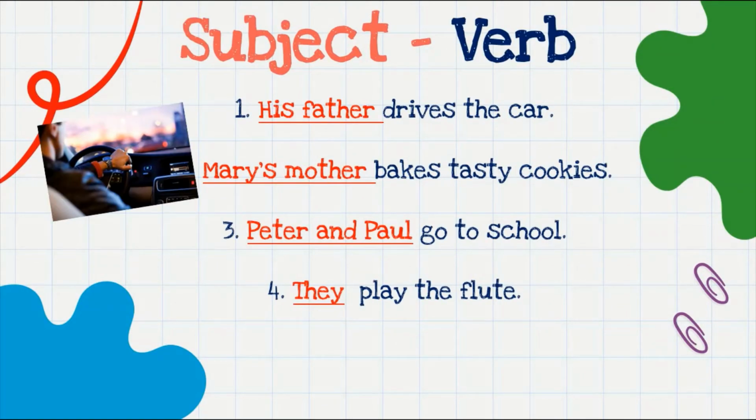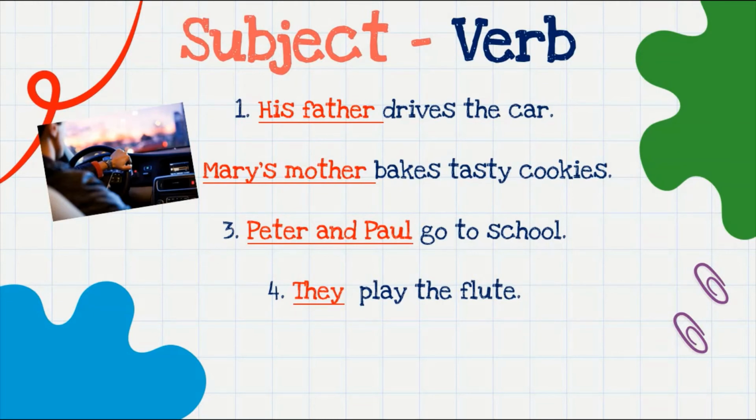His father drives the car. The subject we've established is his father, and it is a singular noun. Therefore, the verb drives is also singular. Now notice that the verb drives has an s at the end. So we do not say they drives the car. We say he drives the car. Mary's mother bakes tasty cookies. Again, here too, Mary's mother is a singular noun and therefore the verb bakes is also singular. Here again, bakes has an s at the end.